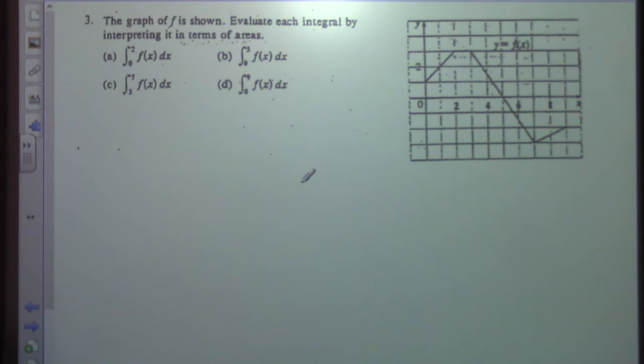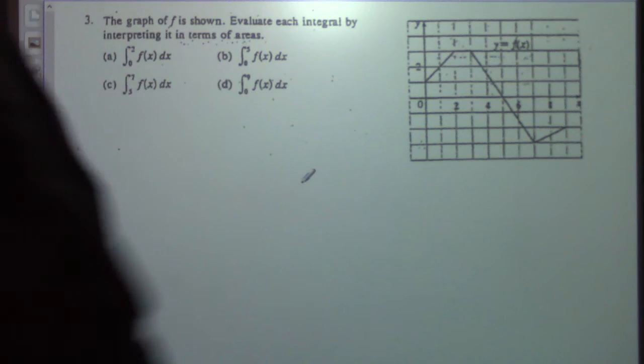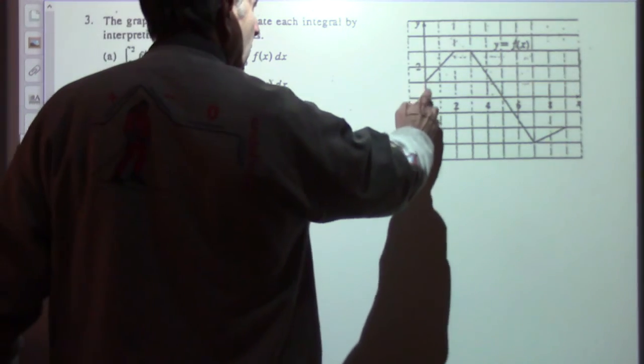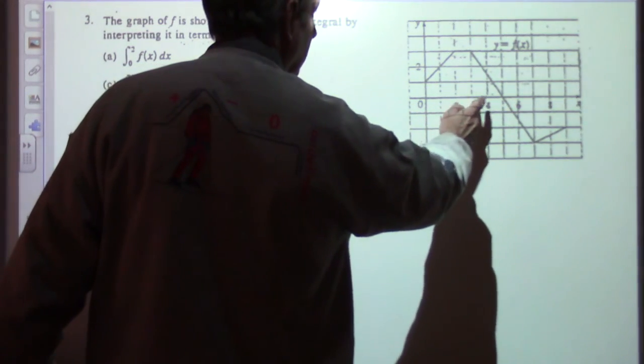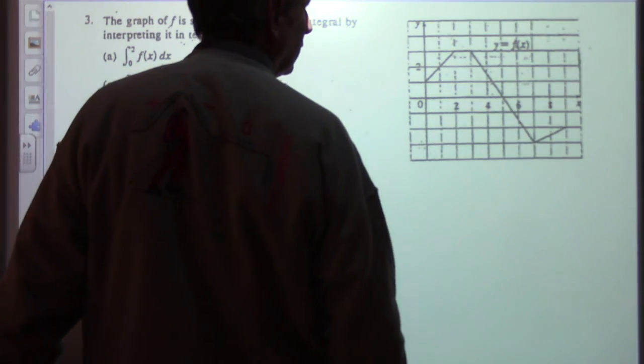And I'm guessing these grids are all one apart, is that right? 1, 2, 3, 4, 1, 2, 3, so all these grids are one apart.